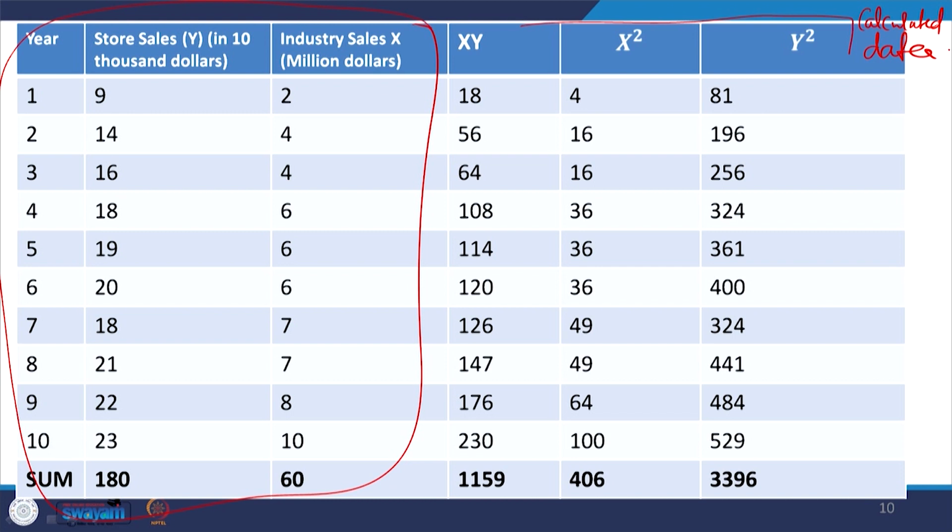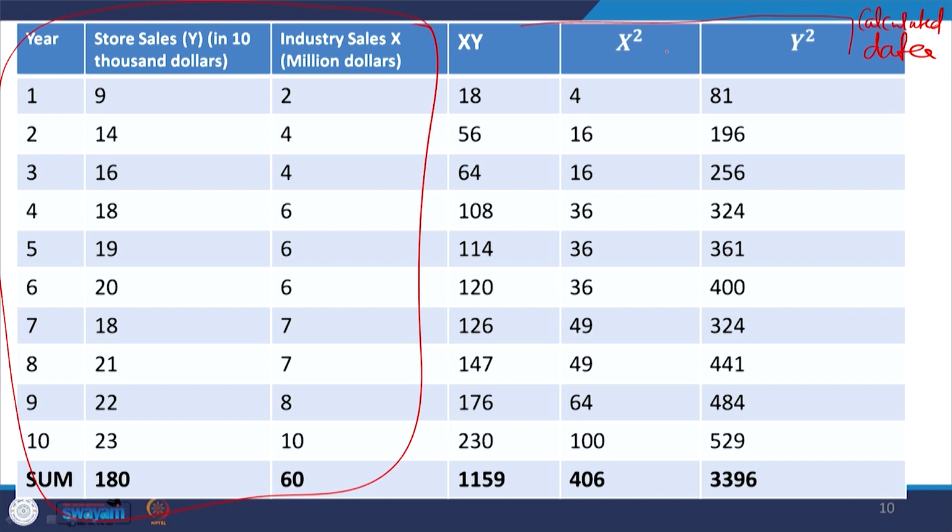So, I have added 3 more columns in this table. One is for xy, another is for x square, and another is for y square. So, simple multiplication of column 2 and column 3, that is 9 into 2 is 18, 14 into 4 is 56 and so on, have given me the values of this 4th column.